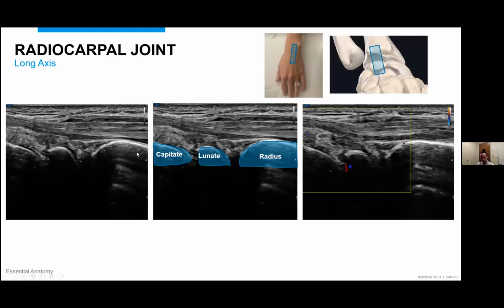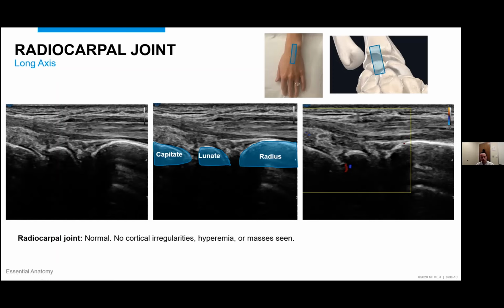So on the left side of the screen, you see the radius, the lunate and the capitate. Overlying that's usually going to be your 4th extensor compartment tendons. Just throw on the Doppler often to look for hyperemia, synovitis, increased vascularity. Other things you look for in this area would be ganglion cysts or arthritic changes, etc. In our patient, the radiocarpal joint was normal without any cortical irregularities, hyperemia, or masses.